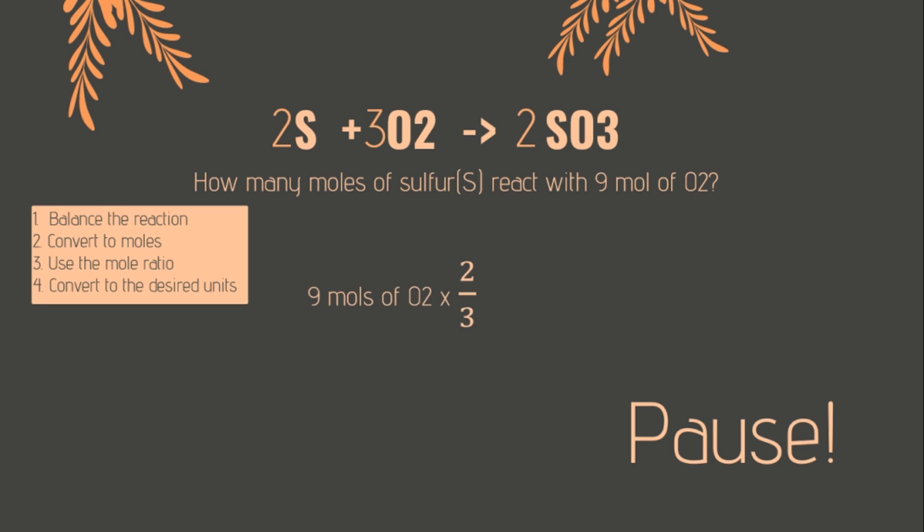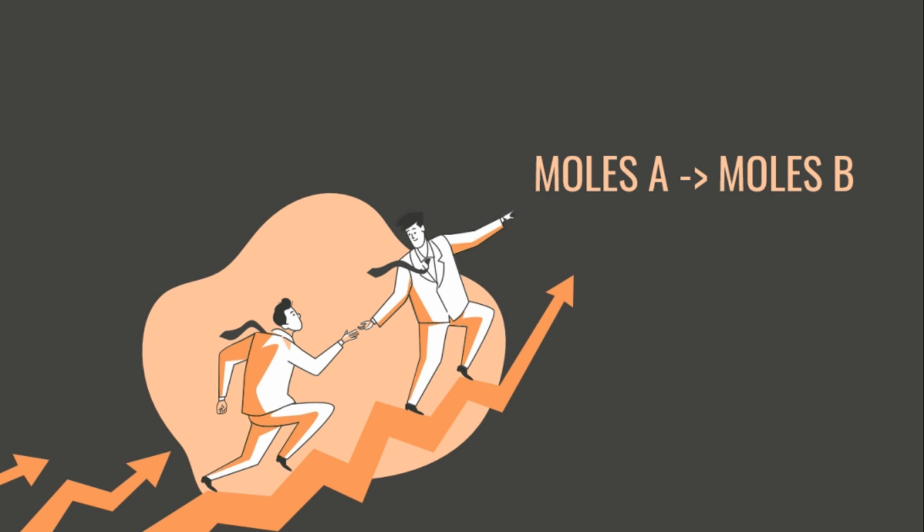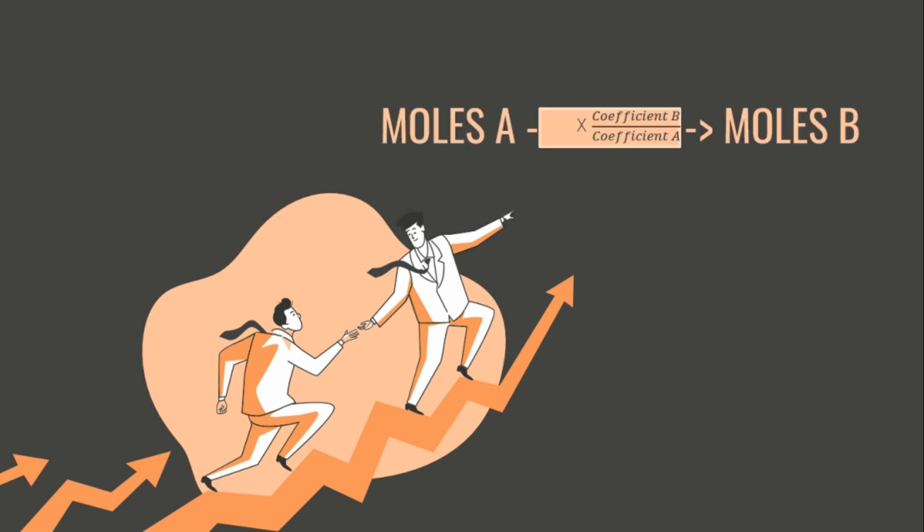And here's the answer. Did you get the same answer? Wow, you're such a clever student! So this is always the central part of the stoichiometric calculation, the mole-mole conversion. These mole-mole conversions always follow the same format, where A is the amount given in the problem and B is the amount wanted in the problem.